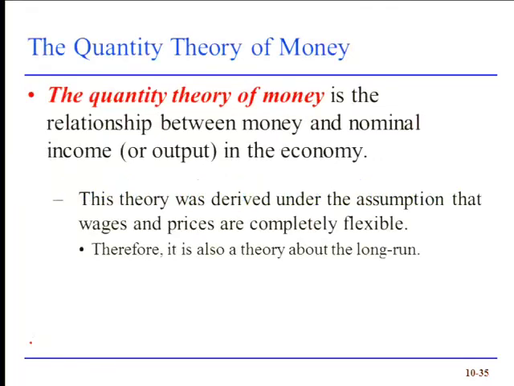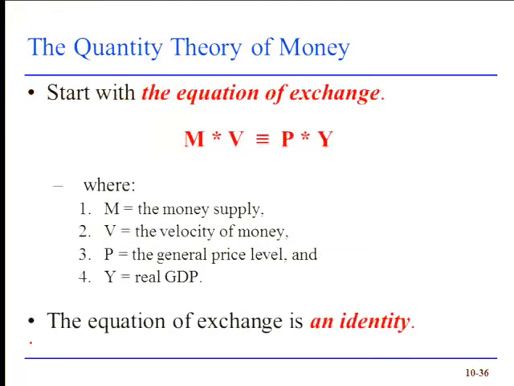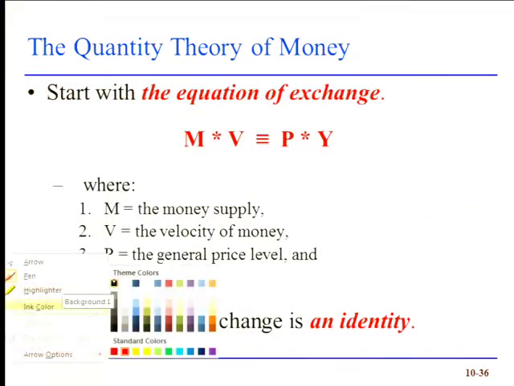Now, the quantity theory of money does nothing more than talk about how the money supply is related to nominal GDP, the total current priced value of economic transactions in the economy. So the quantity theory of money actually starts with something known as the equation of exchange. The equation of exchange is an identity.